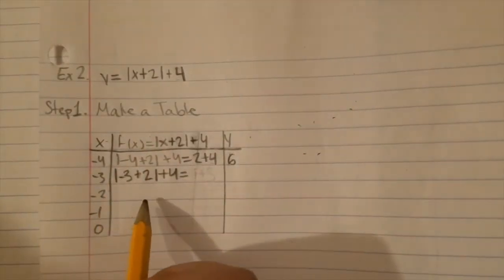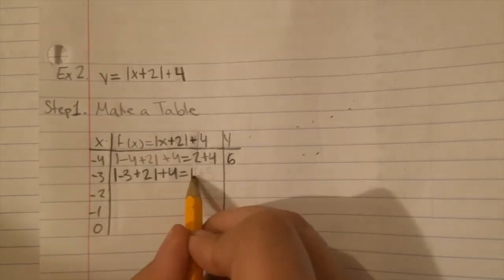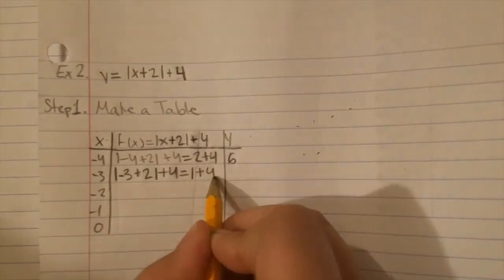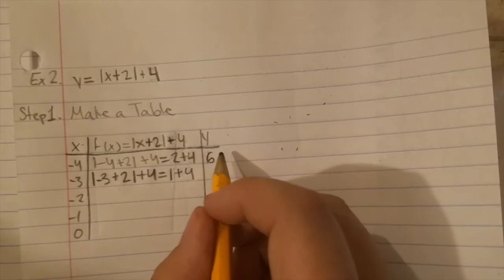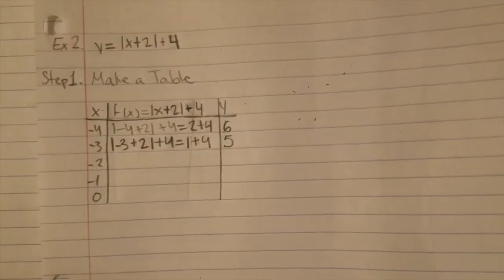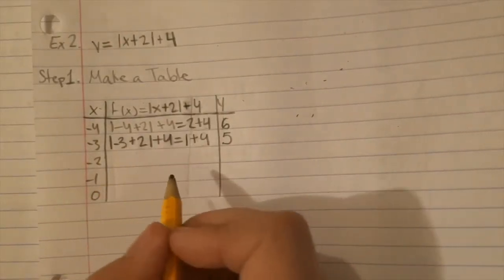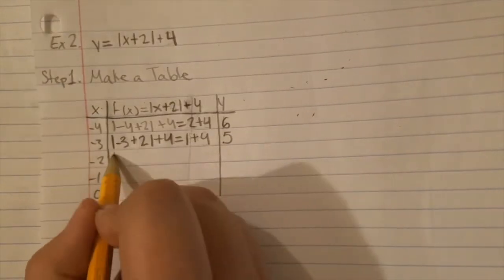Negative 3 plus 2 is negative 1, but the 1 turns positive, so the equation should now look like this. 1 plus 4 is 5, so your next y value should be 5. Now complete the steps and find the rest of your y values.